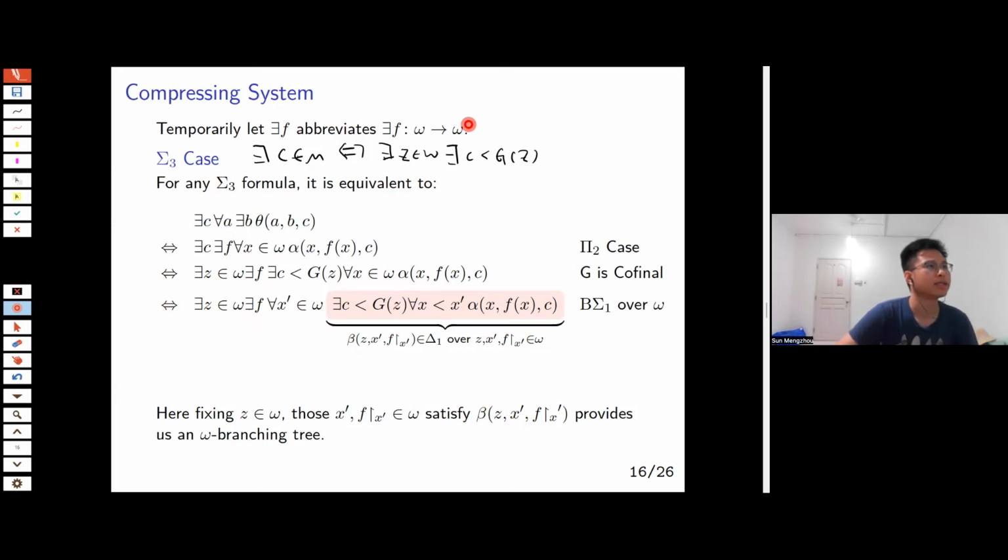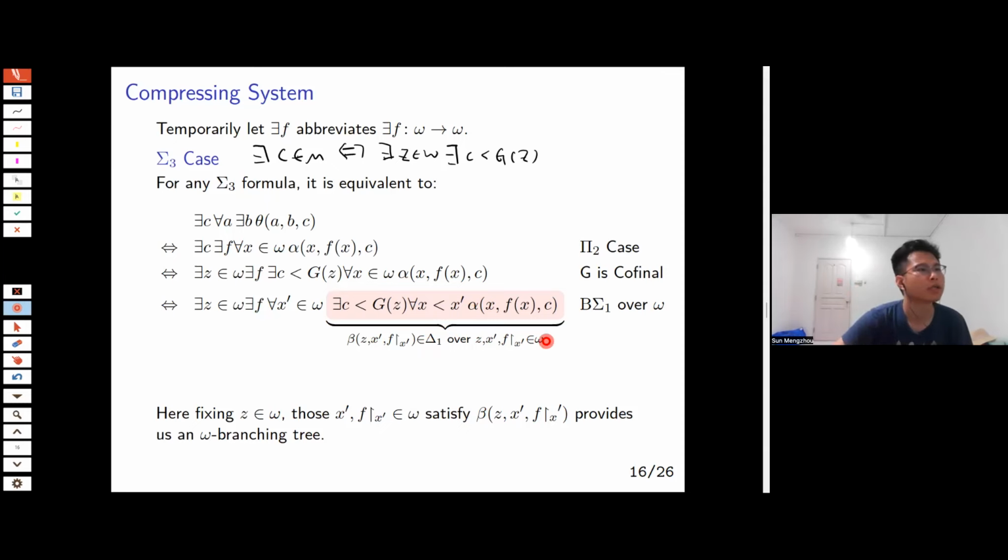And here you can see that the part that I highlight here has the same structure as the last page. You can see that all the quantifiers are bounded, if we again regard this G as a function symbol. If we call it beta, then this beta is still delta 1 over the parameter in the cut.